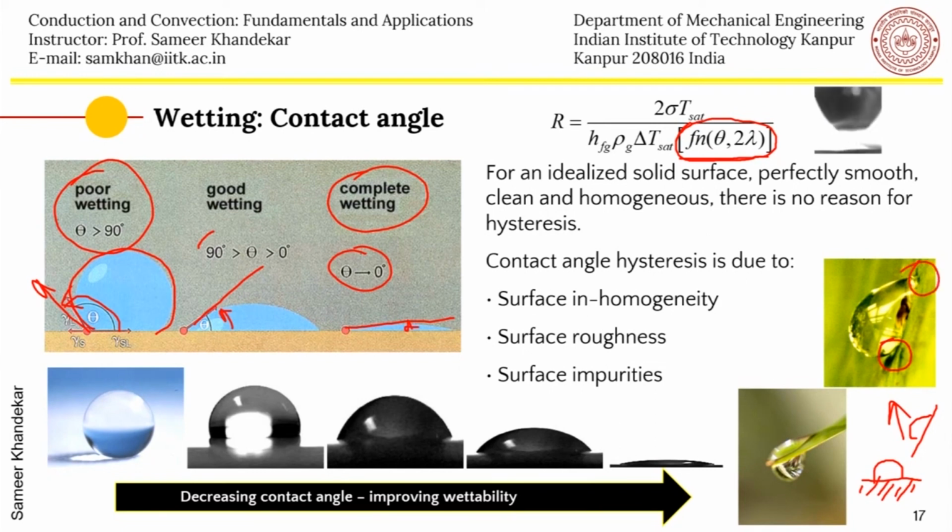So why is this different? This difference is called, in normal language, hysteresis or contact angle hysteresis. For an idealized solid, perfectly smooth, clean and homogeneous, there is no reason that hysteresis should take place. But in reality, we see that hysteresis does take place because of surface inhomogeneity or roughness and the impurities which are there on the surface. What we call pinning takes place, because of which hysteresis is actually seen or manifested.